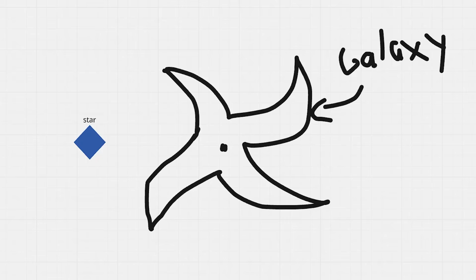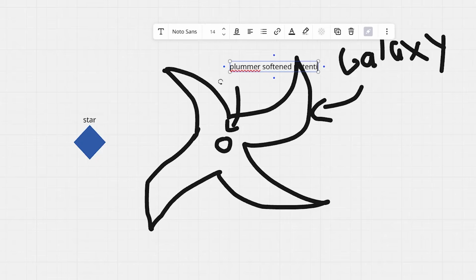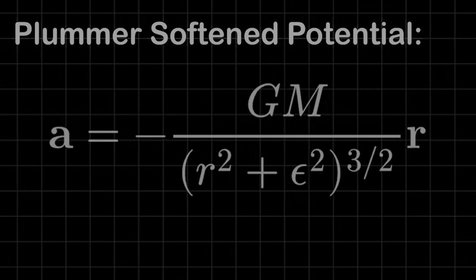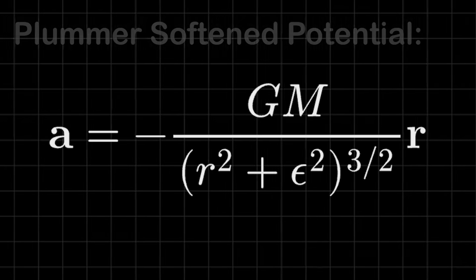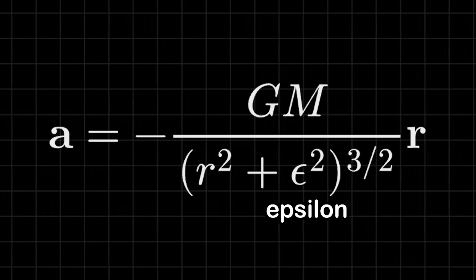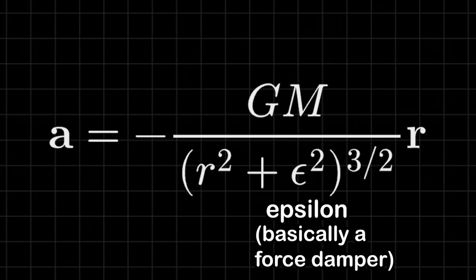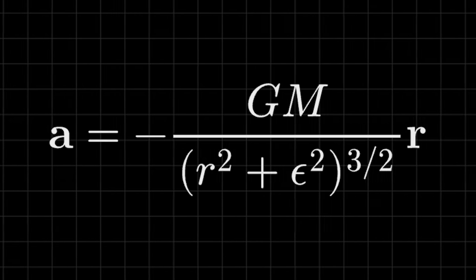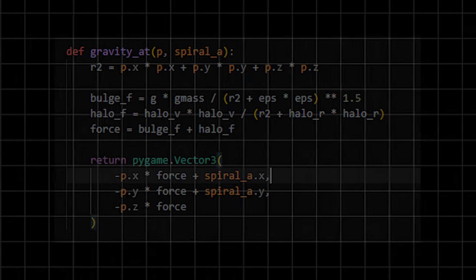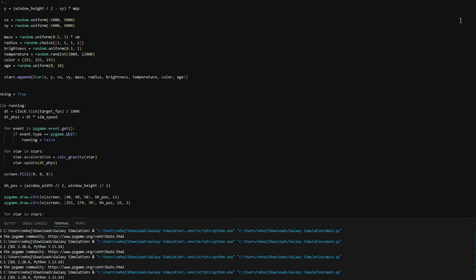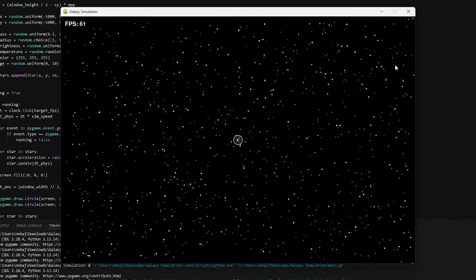So to fix this, some GOAT astronomers came up with the idea to replace the center of the galaxy with something called the Plummer softened potential. This just turns the center from a singular point to a small area, so the equation just never divides by 0. The epsilon, the little E symbol, smooths out the force near the origin, which prevents stars from being launched across the galaxy. Alright, so this is what the Plummer softened model looks like in code. Let's see what happens when we run it.